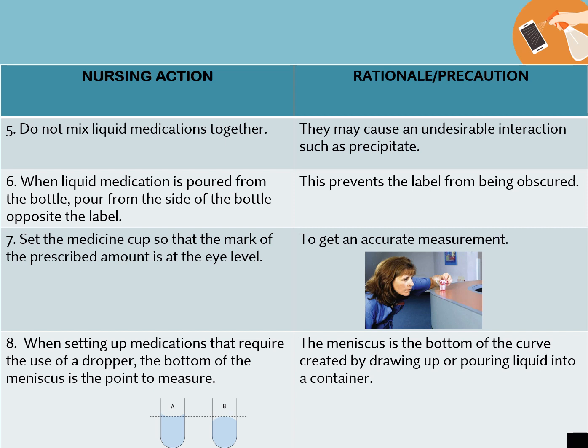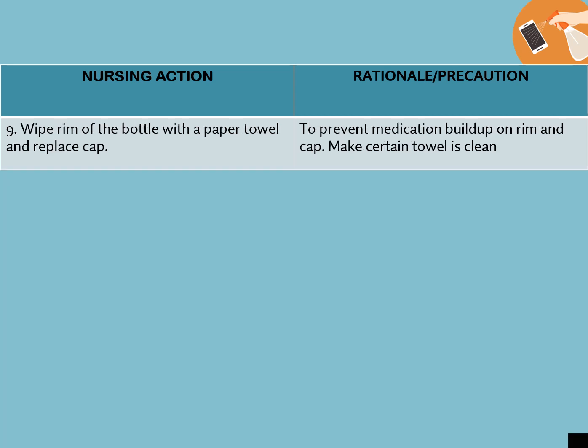When liquid medication is poured from the bottle, pour from the side of the bottle opposite the label. Set the medicine cup so that the mark of the prescribed amount is at eye level. When setting up medication that requires the use of a dropper, the bottom of the meniscus is the point to measure. And last, wipe the rim of the bottle with a paper towel and replace the cap.